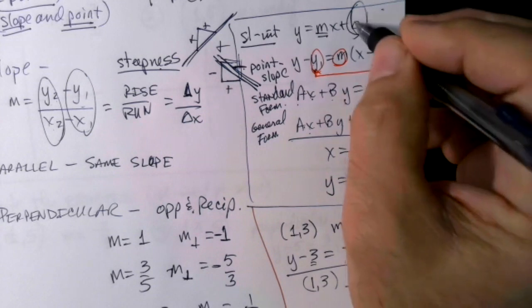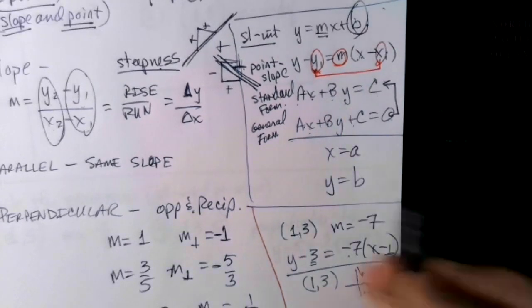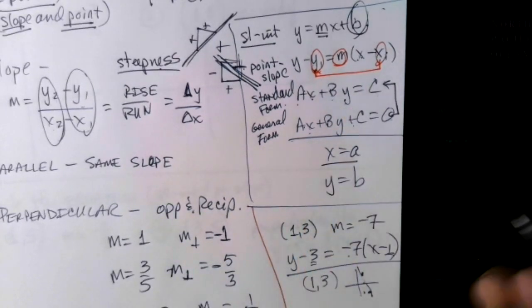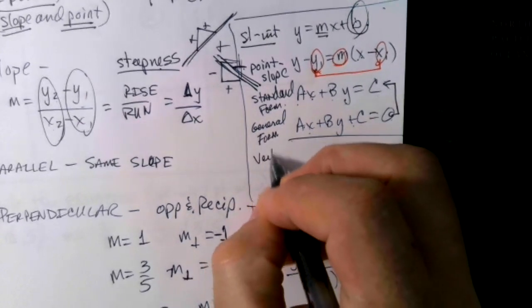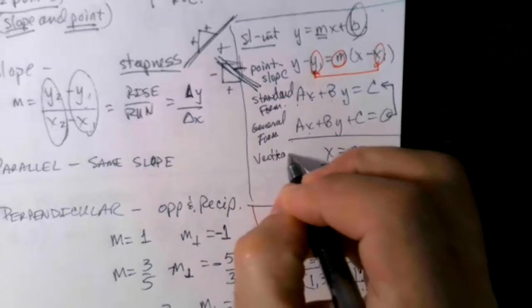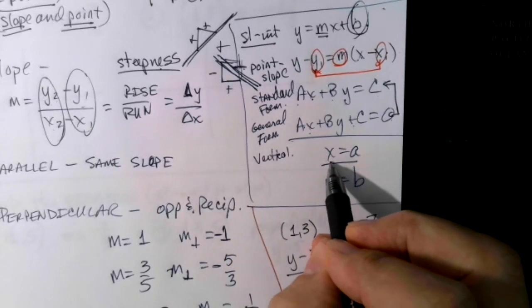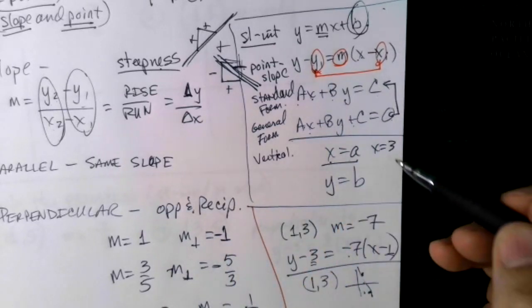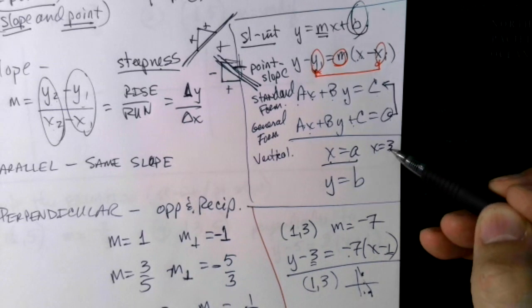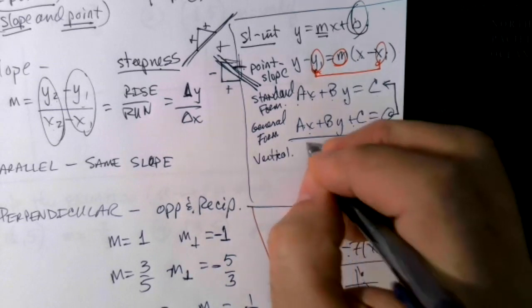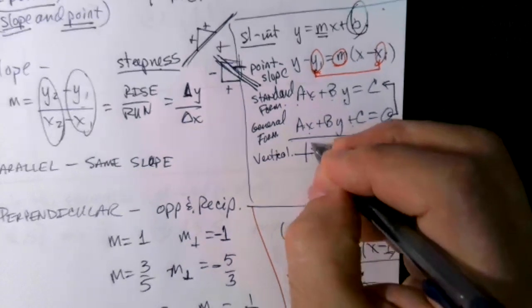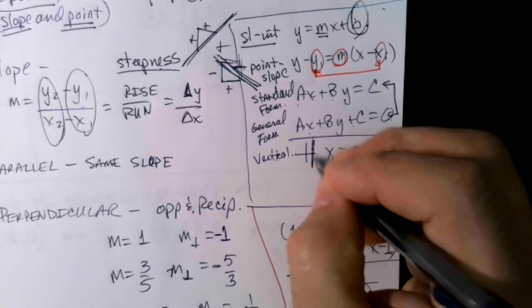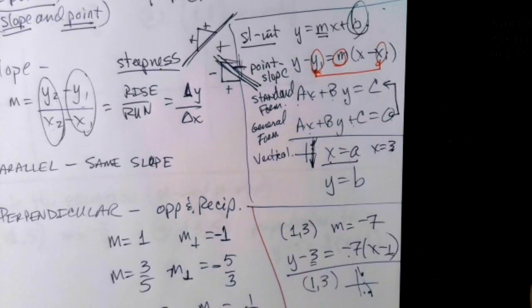Much more useful to focus in on these. This is the equation of a vertical line. And the easiest way to keep it straight is if x is a number, like this could be x equals 3, then that means every point on this line has an x value of 3. So if I were to graph that, here's 3, here's 3, 3, 3, 3. All these points have an x value of 3. Hey, look, it's a vertical line.